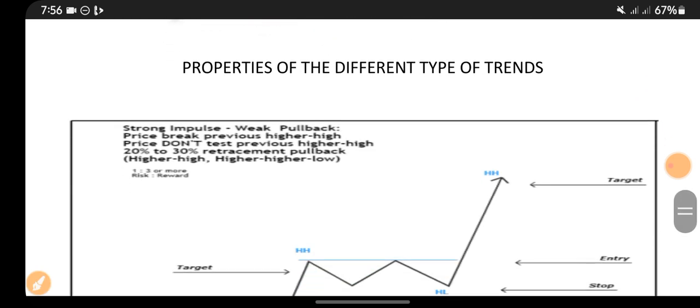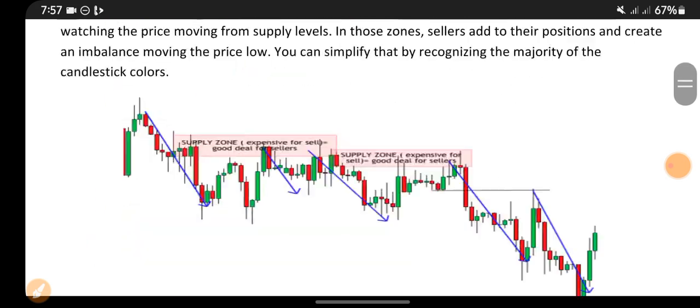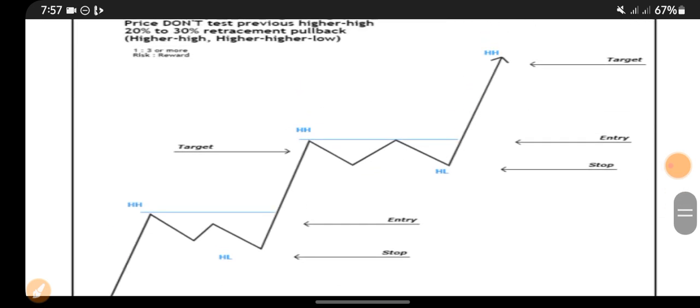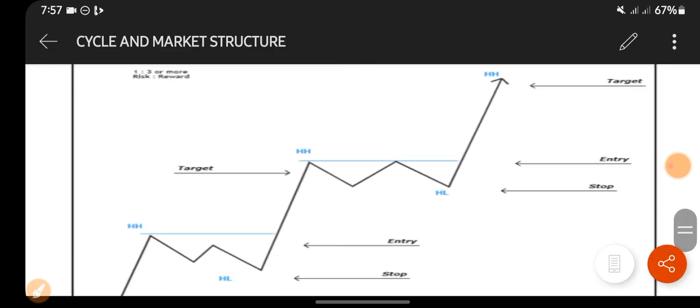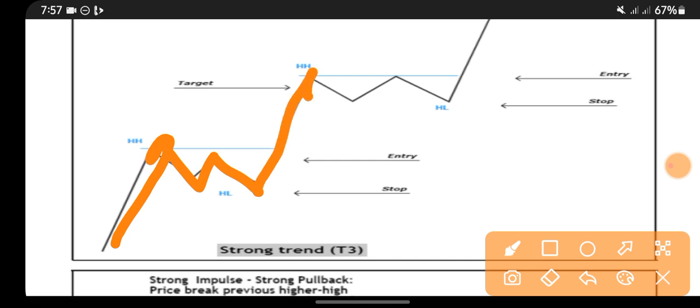Now we talk about the properties of the different types of trend. Now look at this picture. Once again, I'll upload this into my Telegram group so that you guys have a proper look at it. So this is a strong trend, right? As you can see, price came to make a higher low, made another higher high, came again and made another higher high.